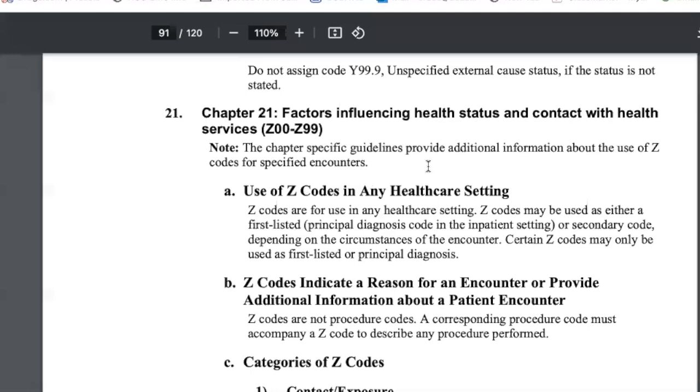Chapter 21, factors influencing health status and contact with health services. We're talking about Z codes from Z00 to Z99. The chapter specific guidelines provide additional information about the use of Z codes for specified encounters. So what are these Z codes, guys?